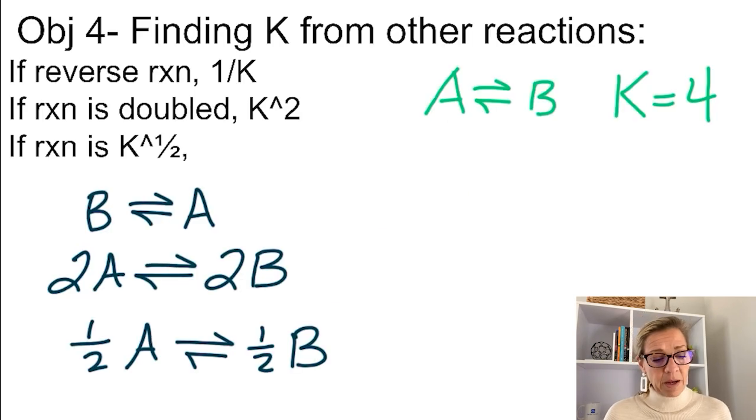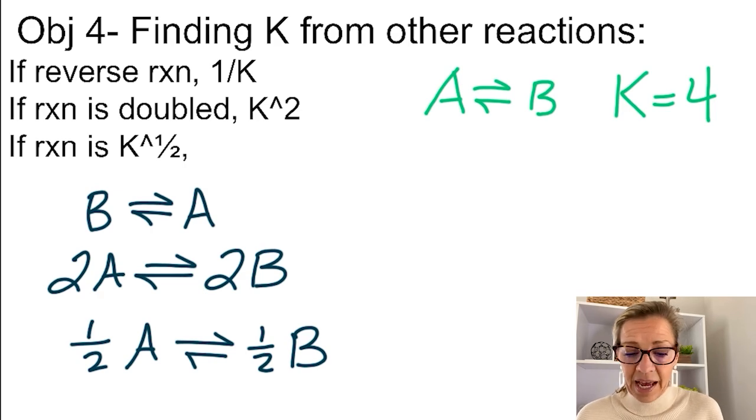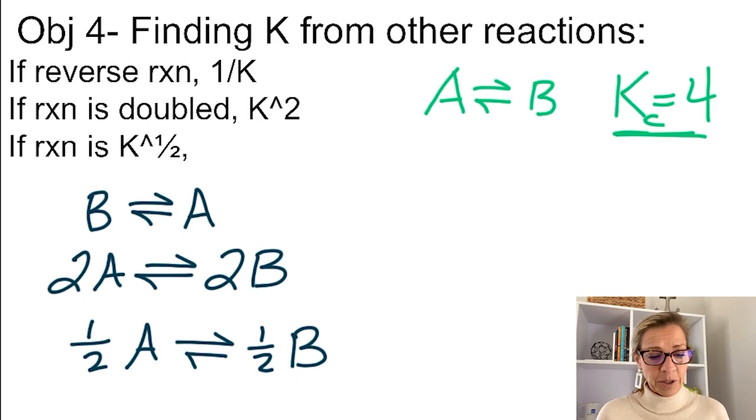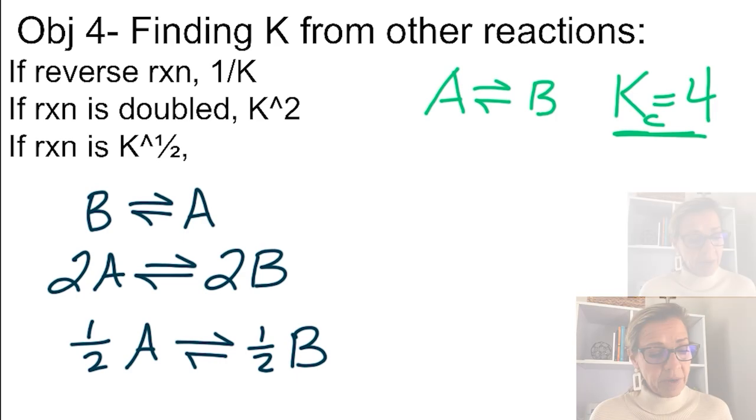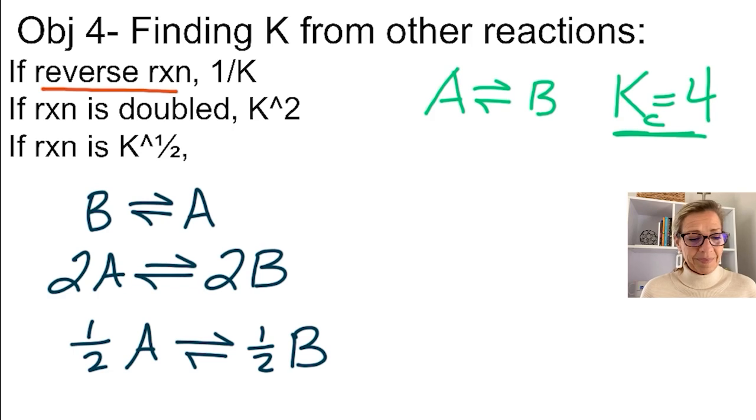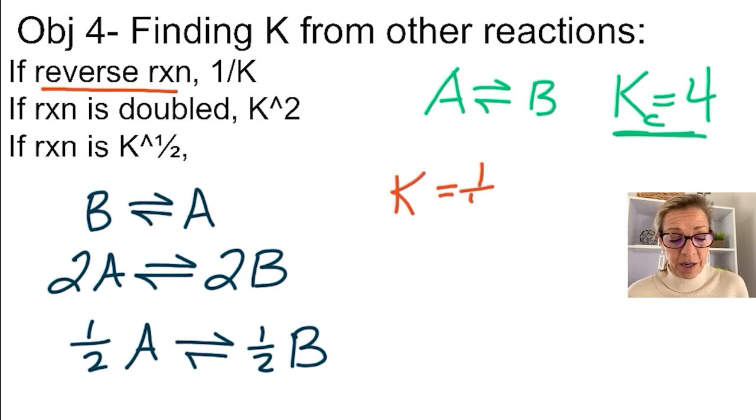All right, one more thing that we need to do is, how do you find a K for a reaction that maybe you can't find in a table? So let's say we have this hypothetical reaction of A and B, and I have a very simple Kc expression of 4 for this reaction at a temperature. Well, if you reverse a reaction, here's our procedure, we're going to take the inverse of K. So if we reverse this reaction, the K for this expression would be 1/4 or 0.25.